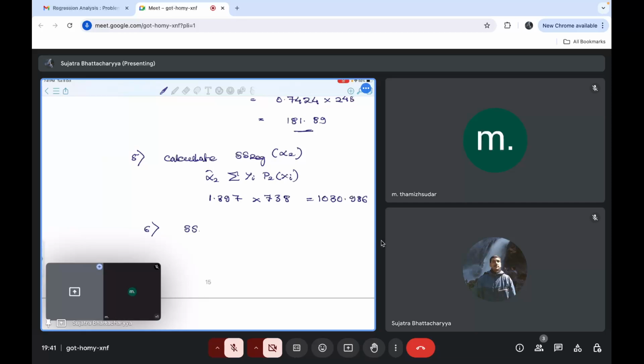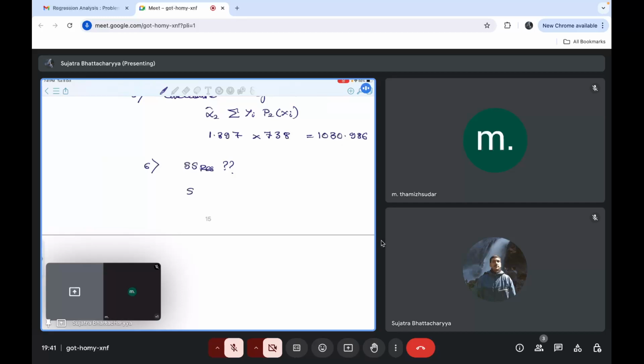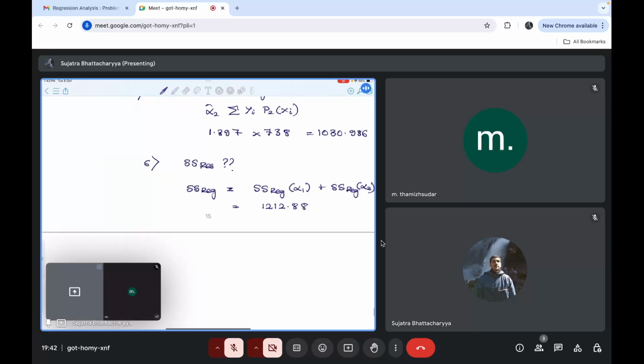All right. So now, can you calculate the SS residual? How to do it? See, SS regression total means for alpha 1, alpha 2 adding on for the entire model. This will be nothing but SS regression of alpha 1 plus SS regression of alpha 2. There will be no SS regression of alpha naught because P naught is 1. So it will be about 1212.8. Just add these two.